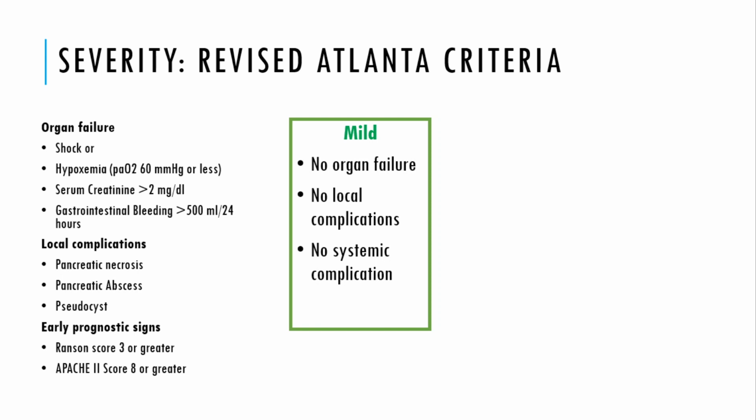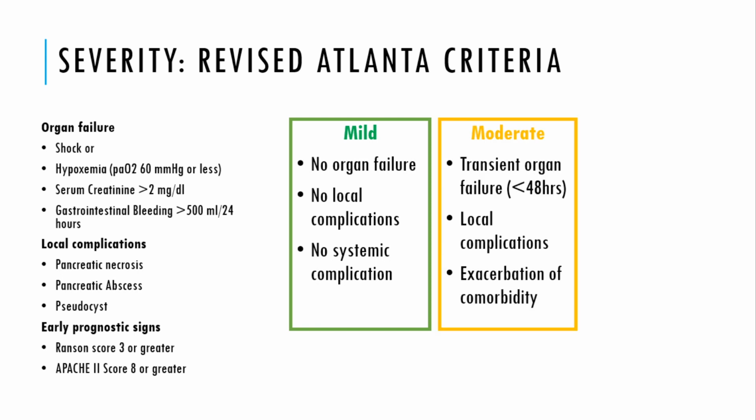What we most commonly use nowadays is the revised Atlanta criteria, where patients are classified in 3 groups. Patients that have mild pancreatitis, when you don't have any organ failure like shock, hypoxemia, renal failure, or gastrointestinal bleeding, when they don't have local complications like pancreatic necrosis, pancreatic abscess, or pancreatic pseudocyst, and no systemic complication. As previously said, using early prognostic scores or signs like the Ransom score of 3 or greater and the Apache 2 score of 8 or greater are imperative for scoring these patients.